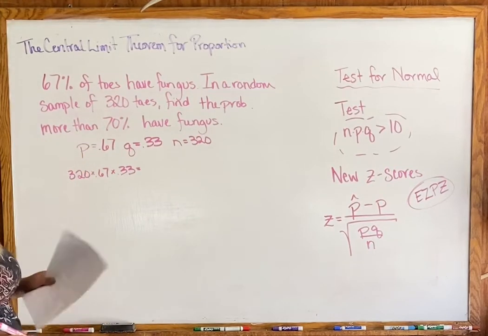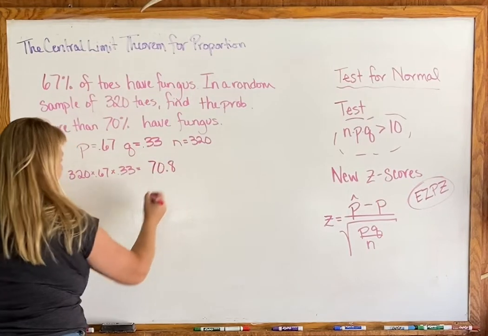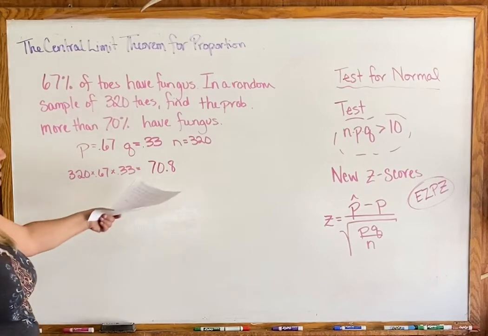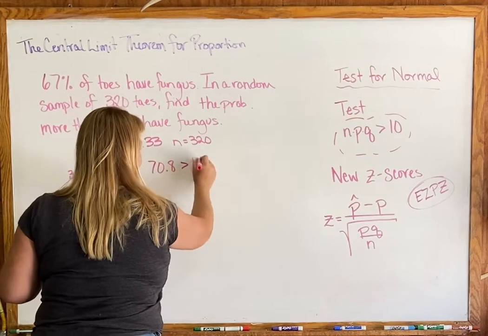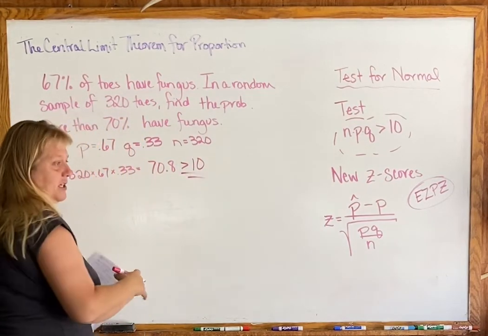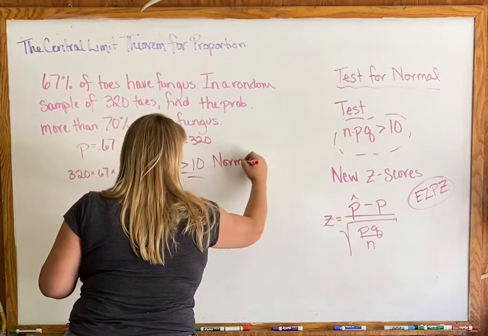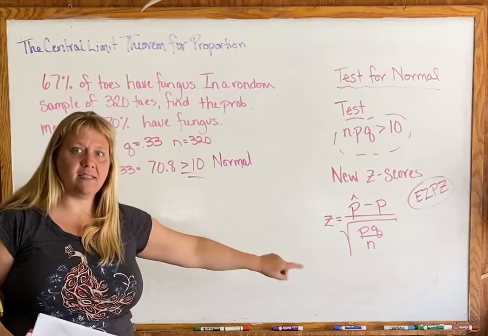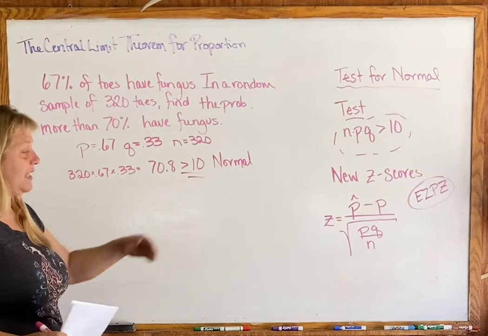Stick that into your calculator, and I get something like 70.8. Really, how many decimals you go on this does not matter, because all we need to know is that 70-ish is bigger than 10, okay? So as soon as you see that number pop out and you see that it's much bigger than 10, we can say, yes, the data is normal. If it's normal, it means we can find a z-score. We can take the next step. So that's what we're going to do.